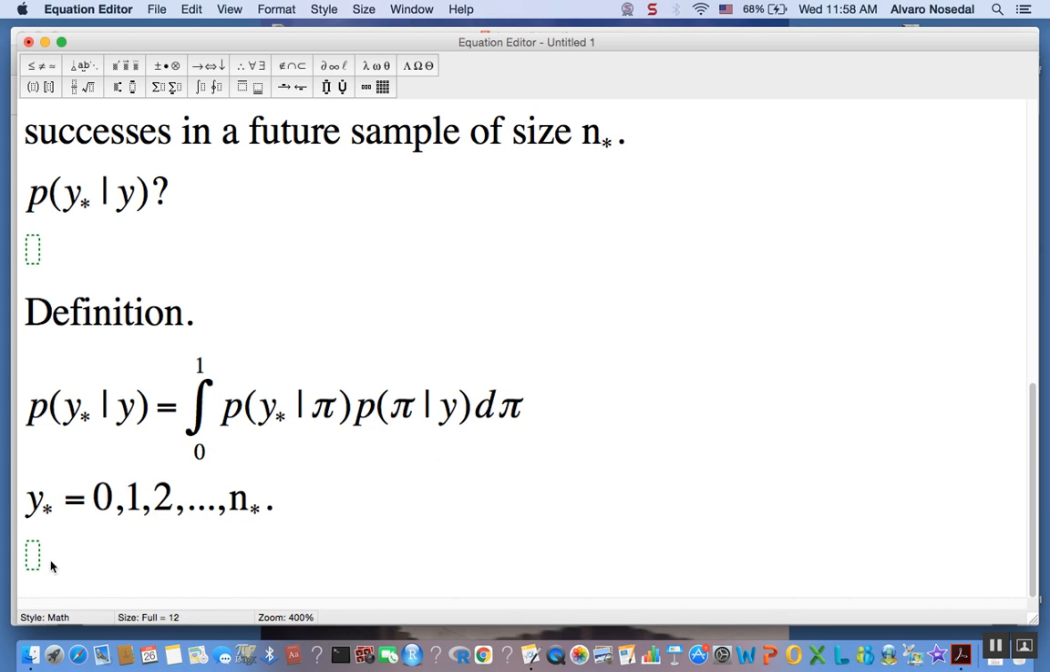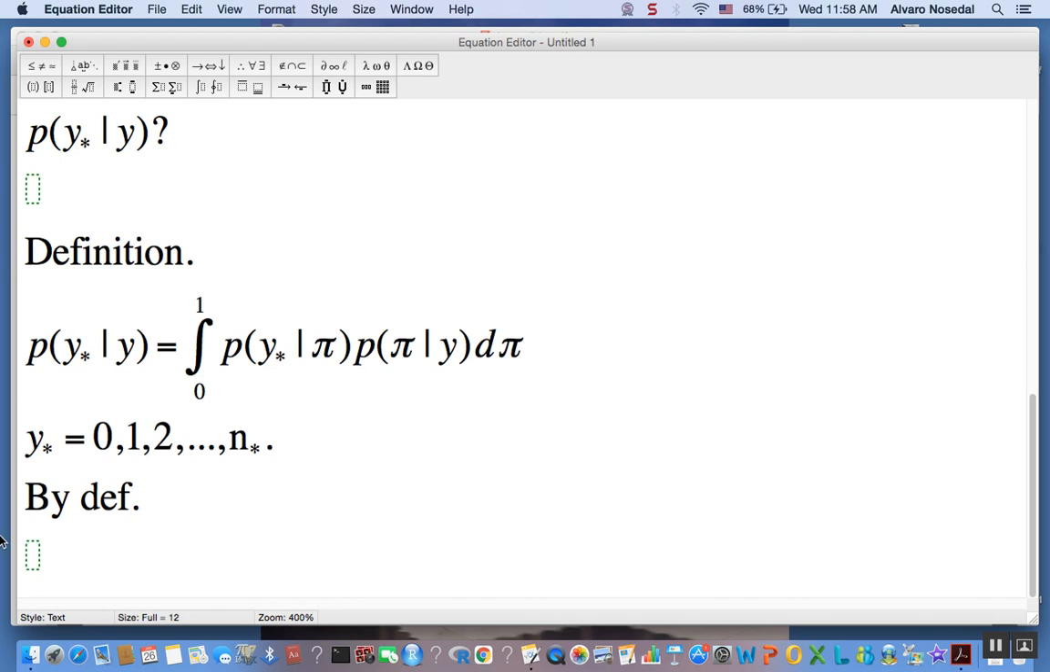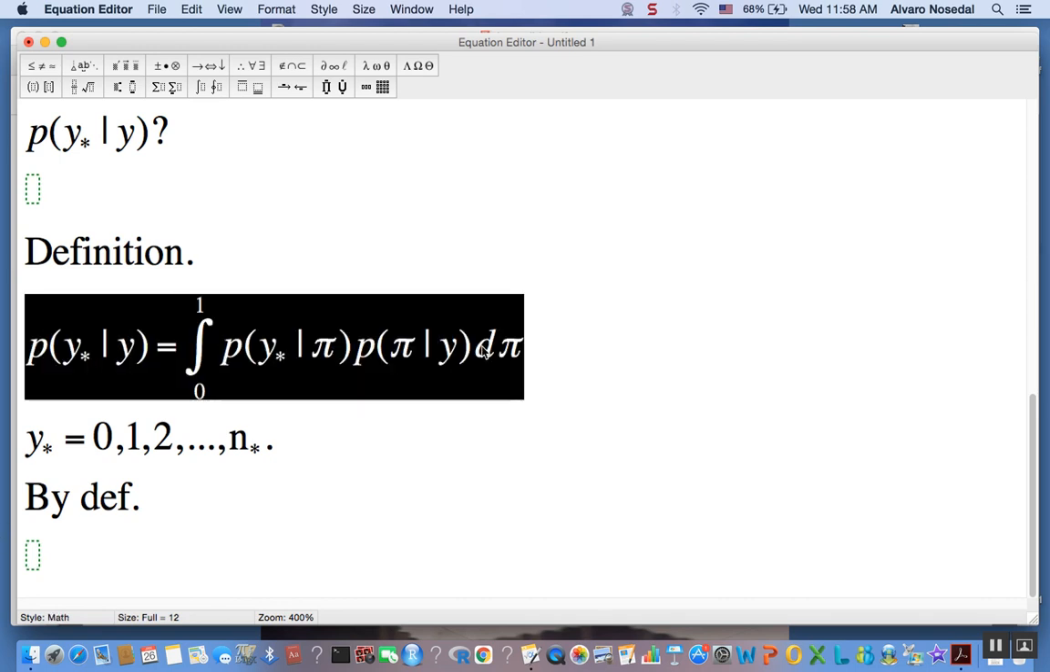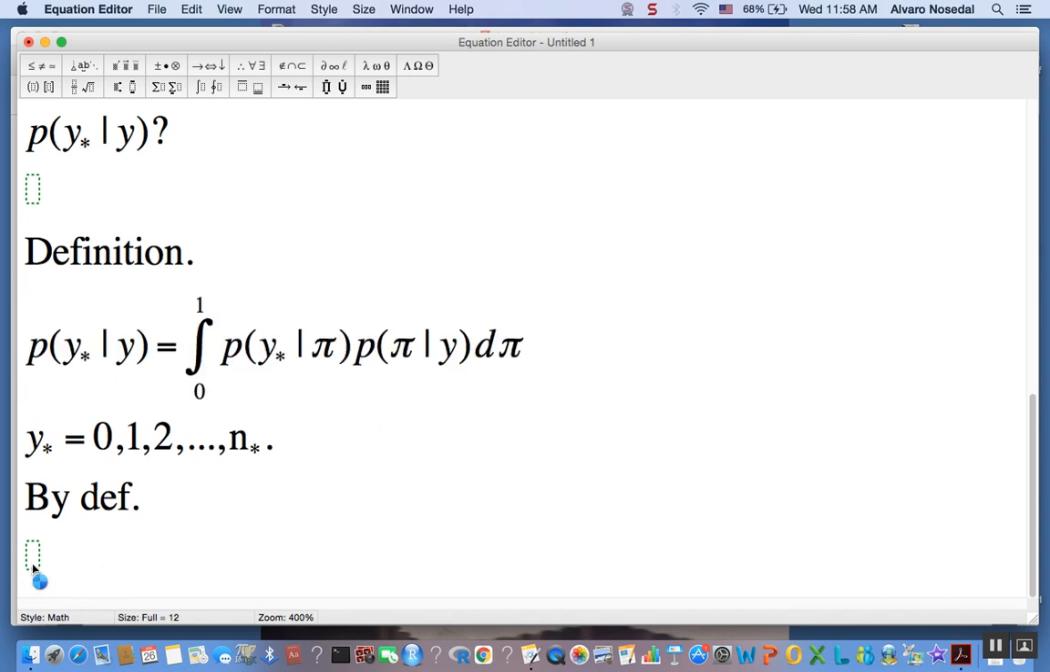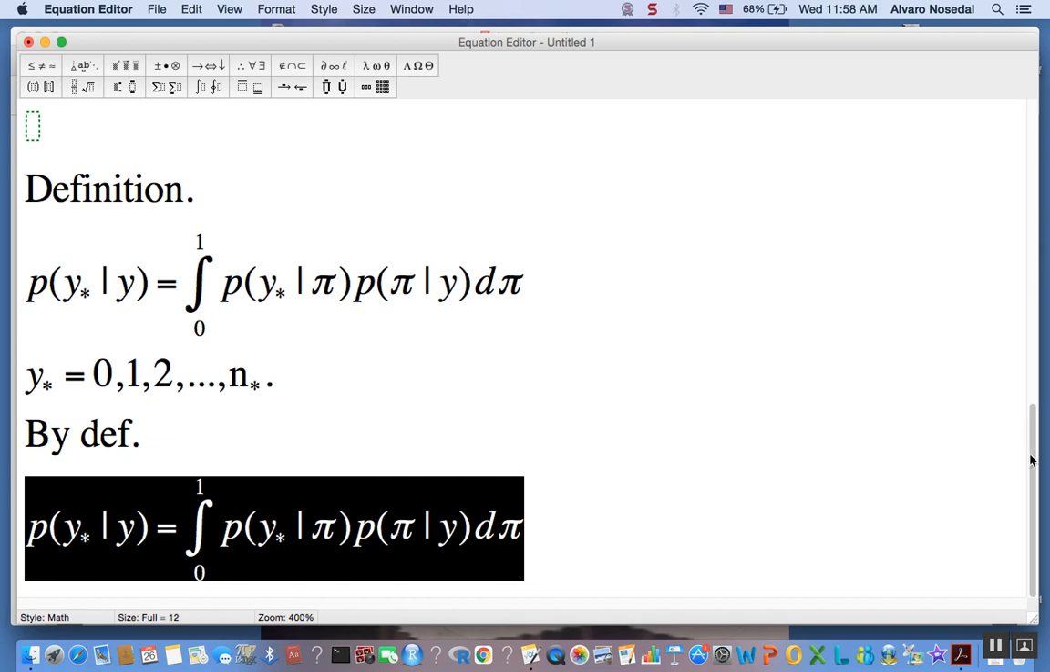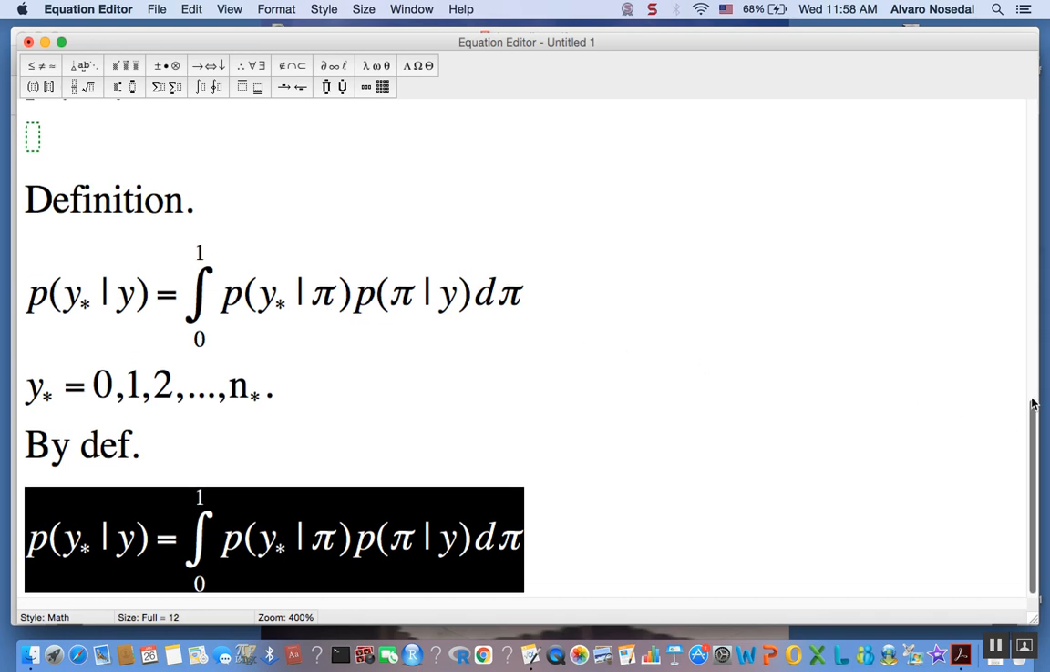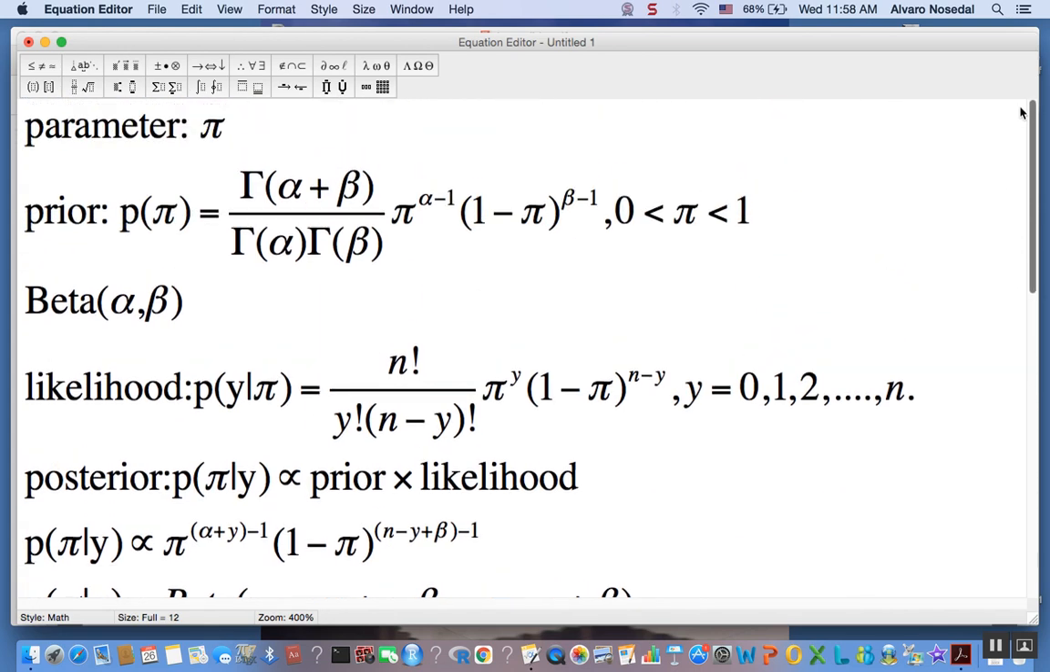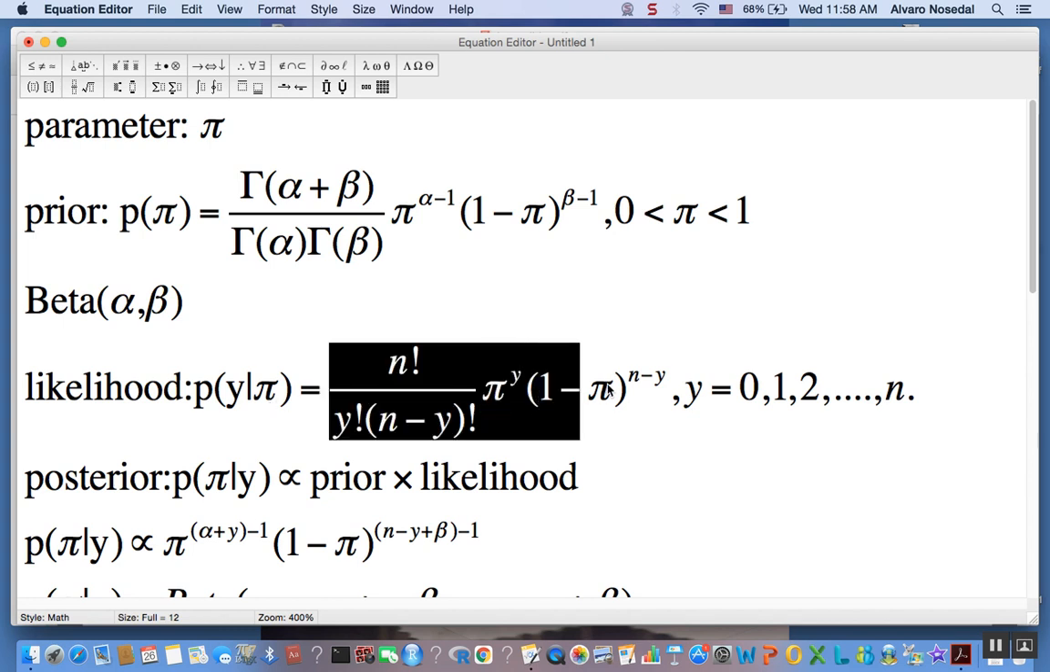So using the definition, right? By definition, let me copy paste this, but then I'm going to substitute the probability of observing y star successes given a value of pi. So if you think about it, that's your likelihood evaluated at y star, right? That's the probability of observing y successes given a particular value pi. So let me copy paste this.